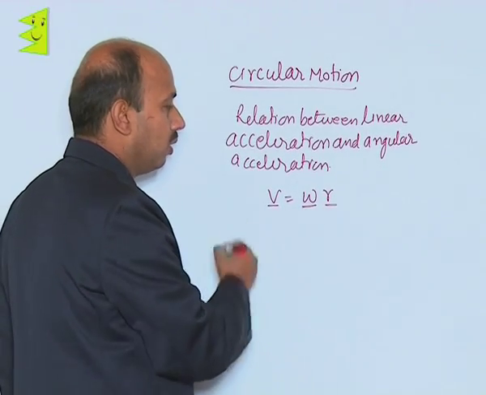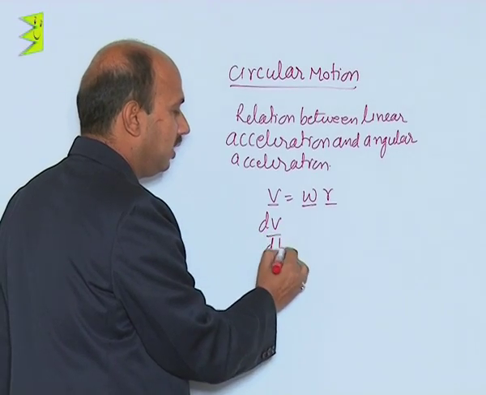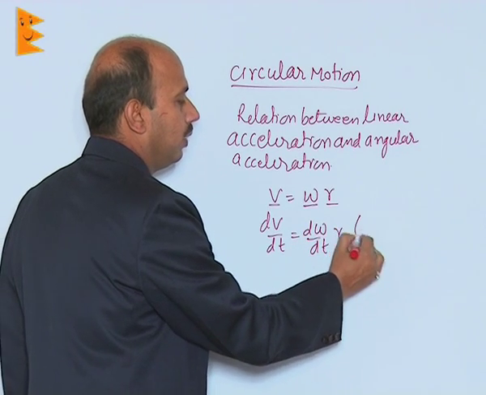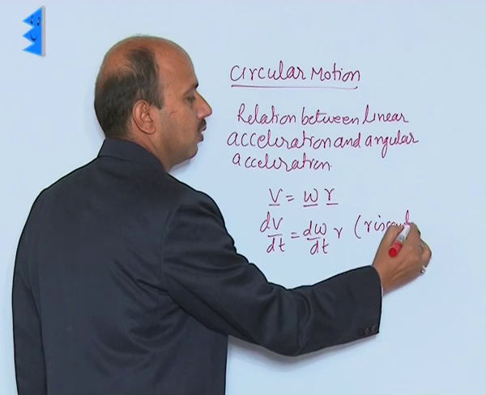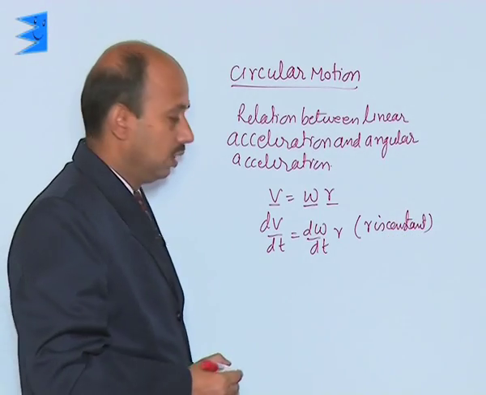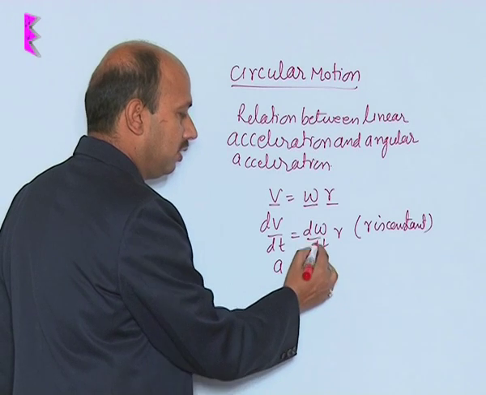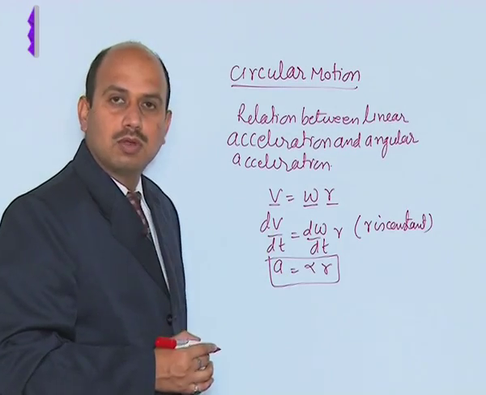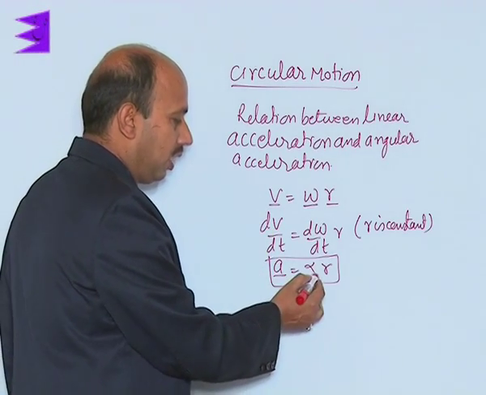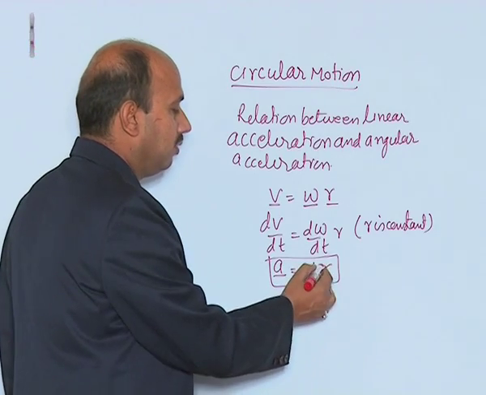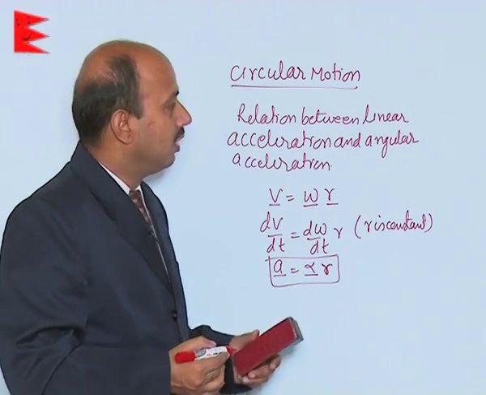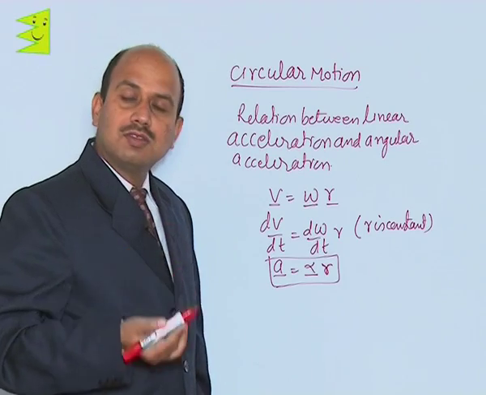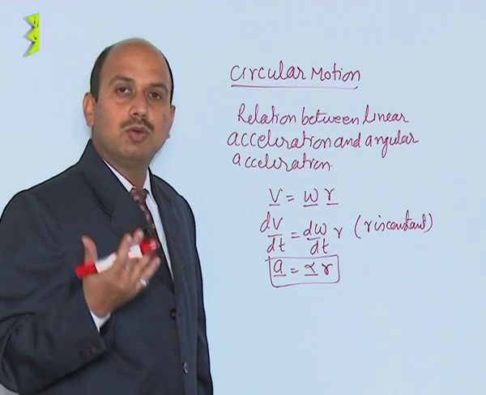Now, what we can do here is write dv upon dt, differentiating velocity with time, which equals d omega upon dt into r, where r is constant. So, see here, this is a and this is alpha and this is r. So, in this case, a is equal to alpha r. a is linear acceleration, alpha is angular acceleration and r is radius. So, the relation between linear acceleration and angular acceleration is this. Now, after discussing all these basic terminologies, we will come to uniform circular motion.